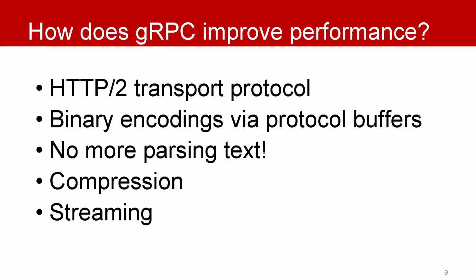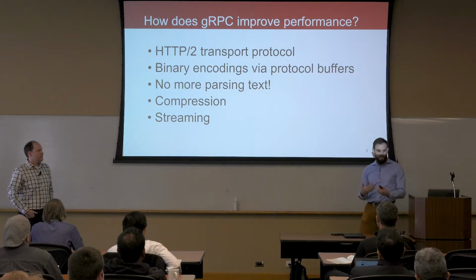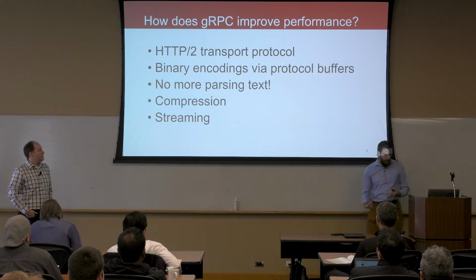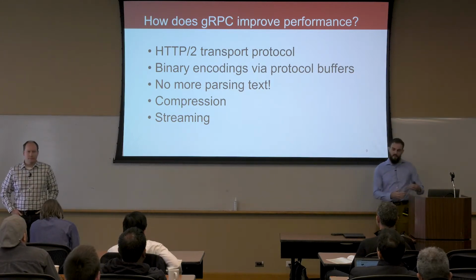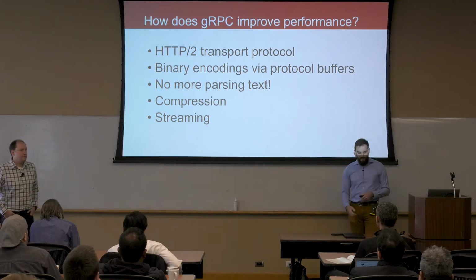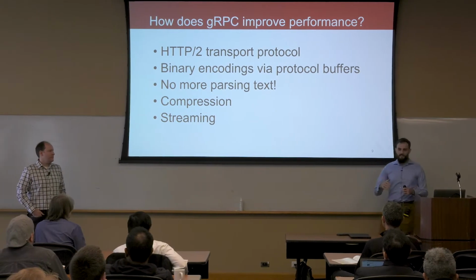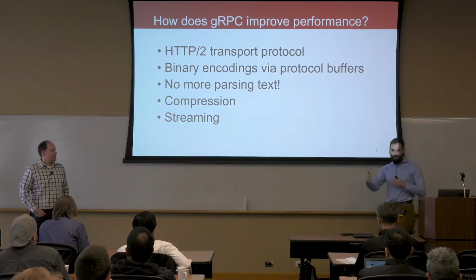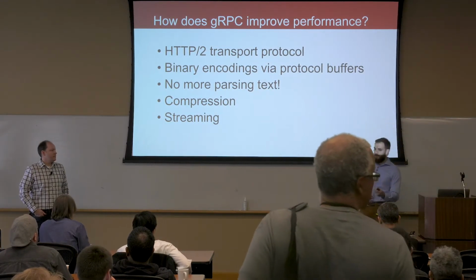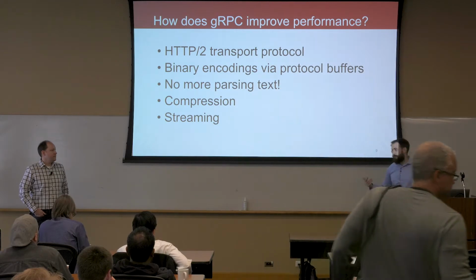So how does it do this? Well, it uses the HTTP2 transport protocol underneath. And this gives you tons of advantages over HTTP1. You get these binary encodings of your messages that you can even compress for faster performance. It's using protocol buffers underneath, so there's no more slow parsing of text on either side. And the channels are full multiplex. You got multiple communication channels on one connection, streaming back and forth from client to server instead of waiting for one call, one response. It's super great.